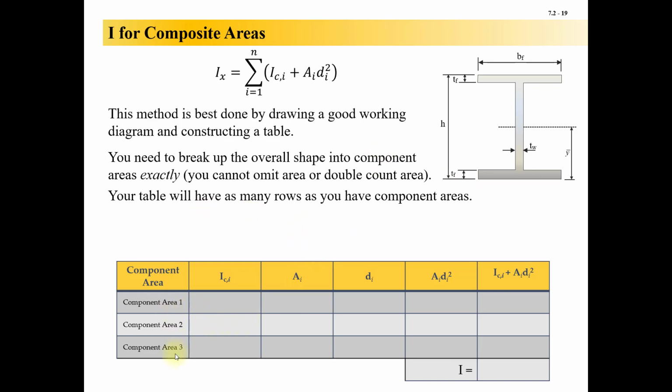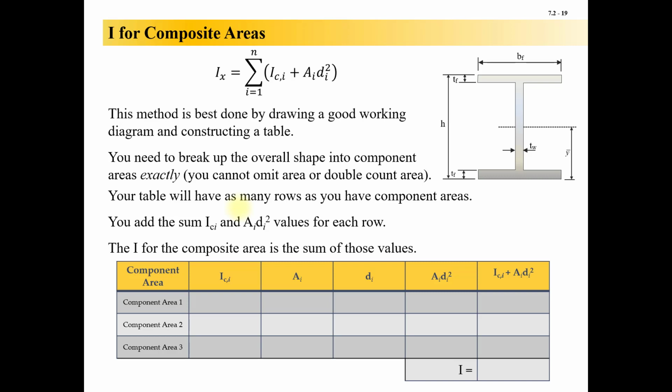So I show 3 here. You might have 13 if it's a big complex shape. It usually can be done in a few different component areas, 2 or 3, 4 max, something like that. And then, again, you just sum all this stuff up, and that gives you the I for the overall shape.